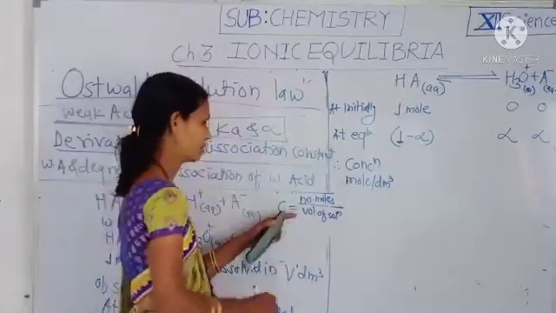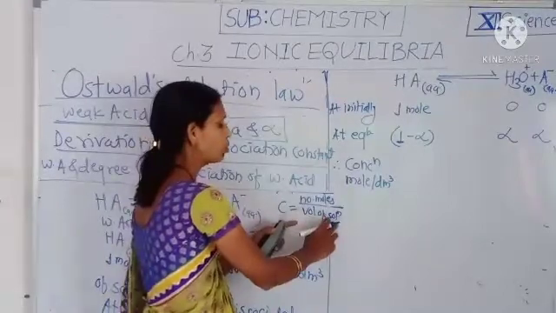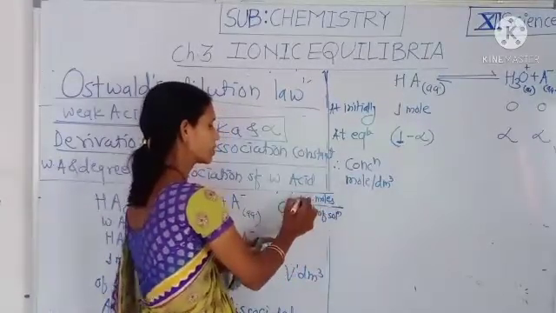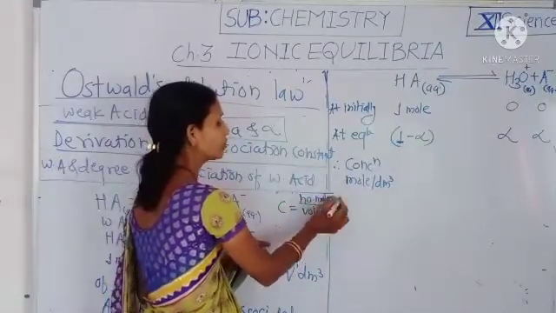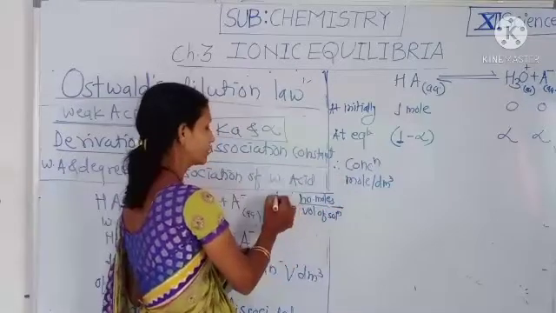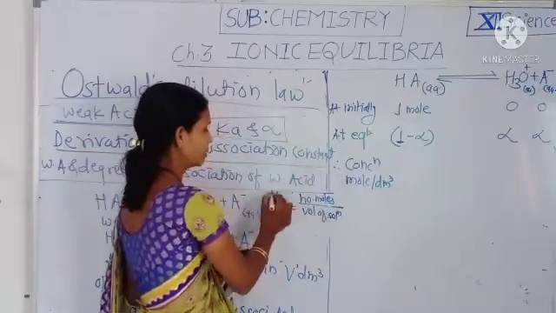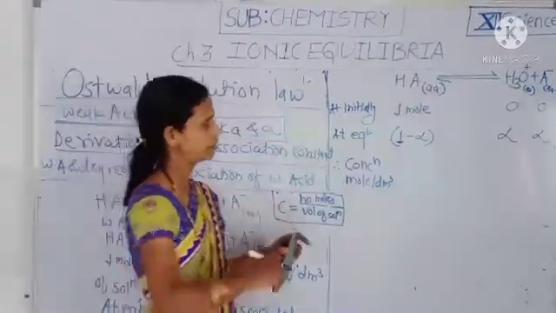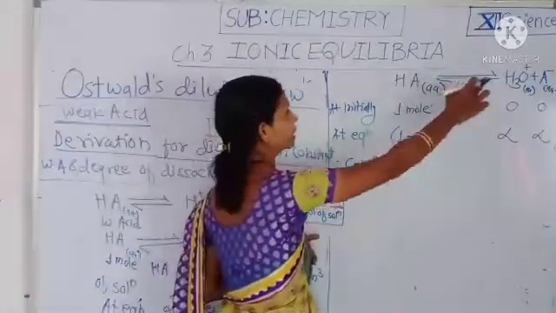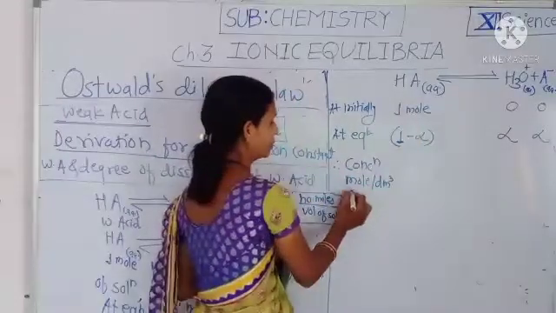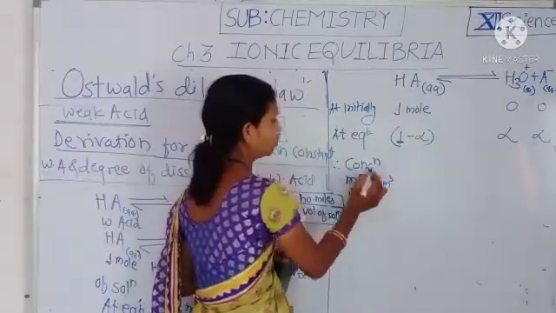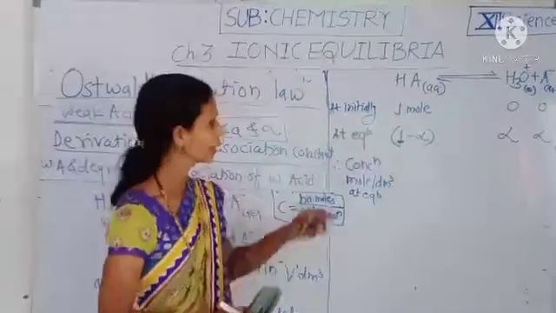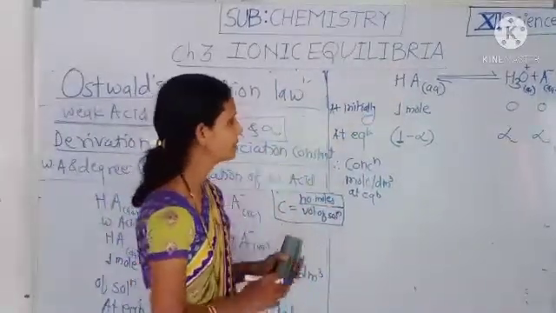That means here the total volume of solution in which the number of moles of that substance is present, the ratio of this is the concentration of that substance. We can write the concentration of each species at equilibrium. Now equilibrium is attained in this ionic equilibrium.